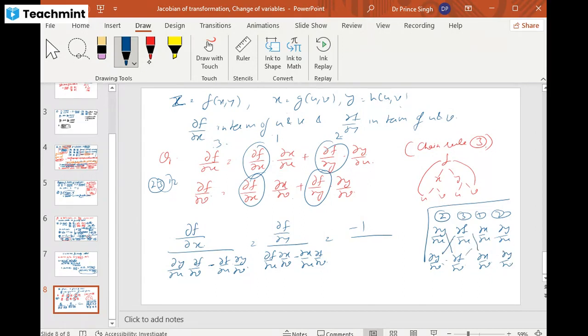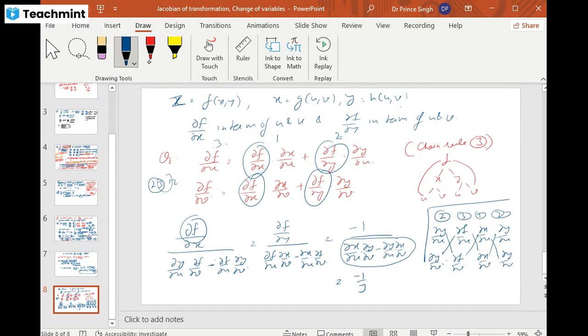Then this into this minus this into this. This is the second term. And the third term is this into this, ∂x/∂u, ∂y/∂v minus ∂y/∂u, ∂x/∂v. Right? So if you check this particular part, this is nothing but the Jacobian of xy with respect to uv. So this is nothing but the Jacobian of transformation with respect to u and v. Right? To get the value of ∂f/∂x, we compare first with third.